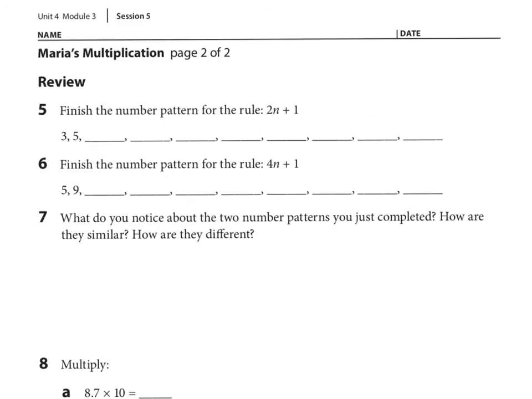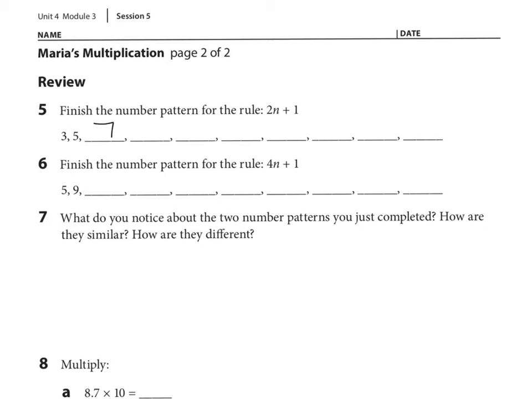Looking at number 5, we see finish the number pattern for the rule 2n plus 1. So we're thinking 2 times 1 plus 1. So 2 times 1 is 2, plus 1 is 3. Then we take the number 2 and insert it in for n. 2 times 2 is 4, plus 1 is 5. Then we take 3 and put it in there. 3 times 2 is 6, plus 1 is 7.